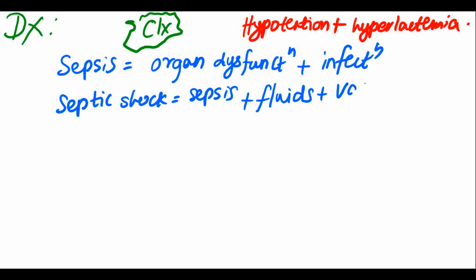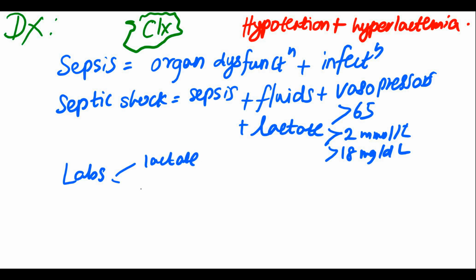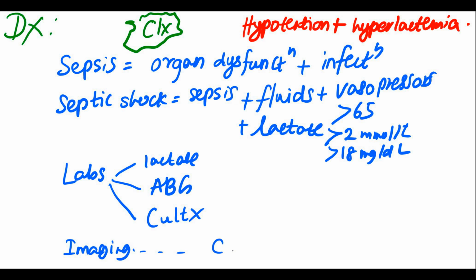They do need vasopressors to maintain the pressure above 65, and the lactate level is going to be more than 2 millimoles per liter or more than 18 milligrams per deciliter. So labs can be drawn to look for lactate levels, look at the ABG, and send for culture. And imaging can be used. For example, a chest x-ray can be performed to look for any pulmonary edema.